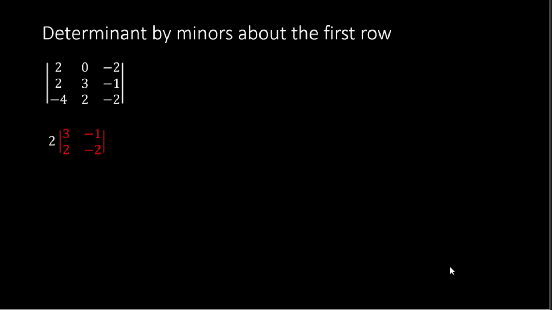And then do the same thing with the next element, which is the 0. So then you have the 0, and then you eliminate the row and the column that contain the 0. You're left with the 2, -4, -1, and -2. All right, and then we'll explain the sign here in a minute. So you have this 0 times that determinant, and then do the same thing with the -2.